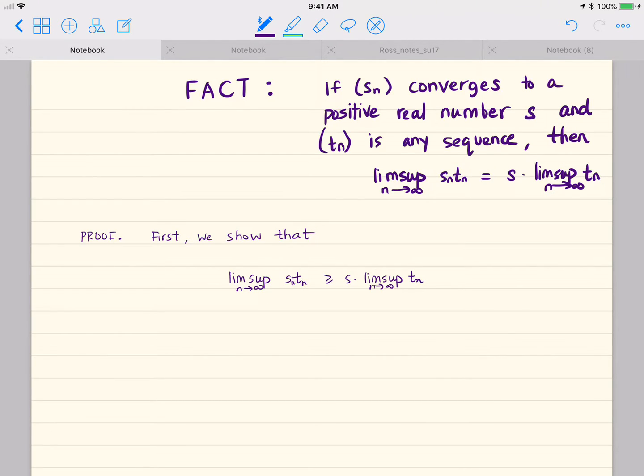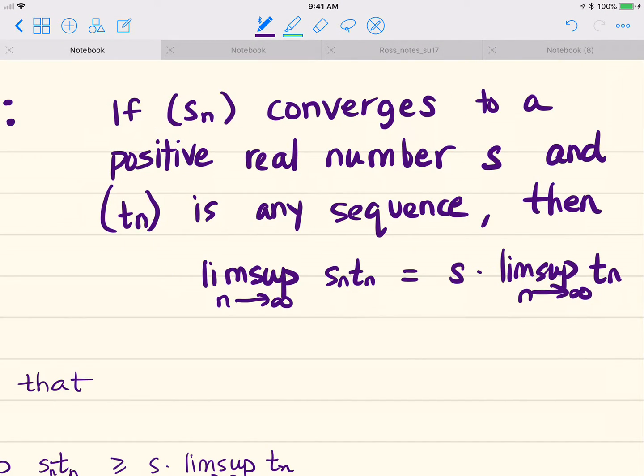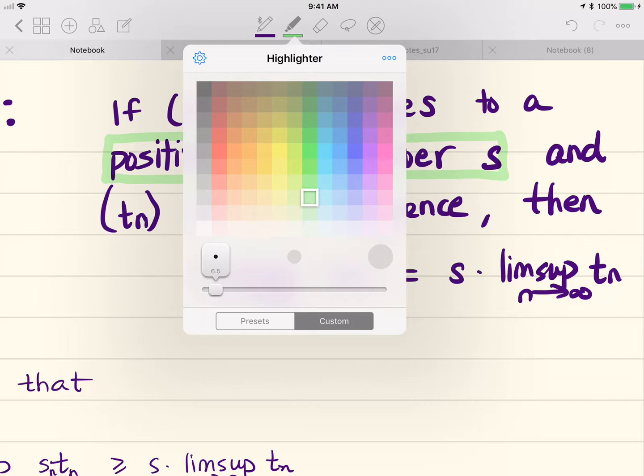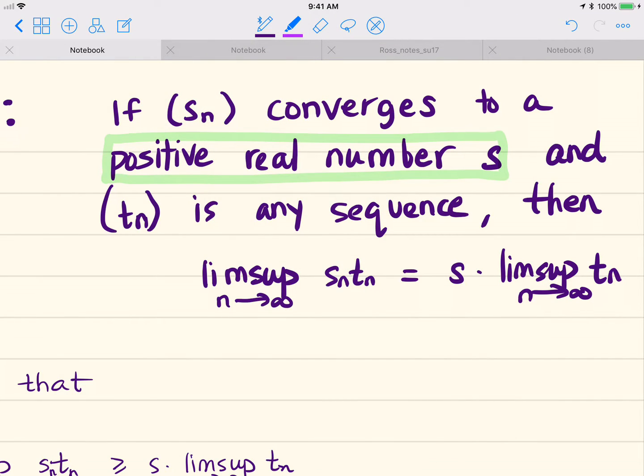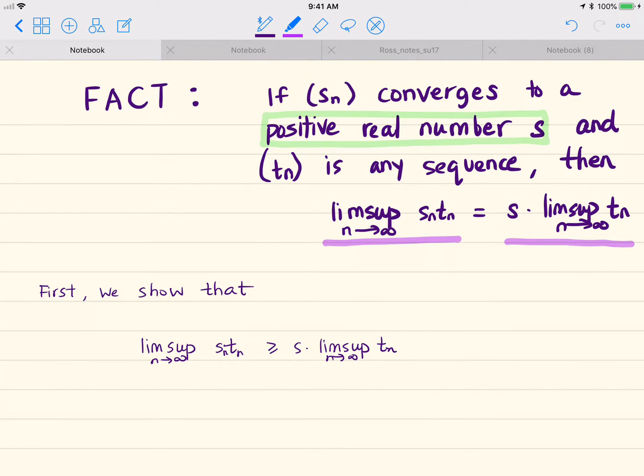Okay, so we're going to prove the following fact about limsups of sequences. We're saying that if you have a sequence that converges to a positive real number, so we're assuming that S is a positive real number, then for any sequence T sub n, we'll have the following equality: the limsup of the product is equal to the limit times the limsup of Tn, sorry.